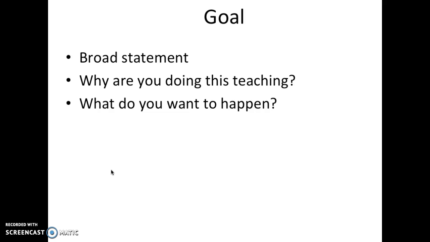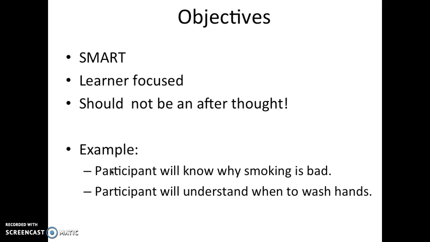My hope isn't just that they can learn how to wash their hands, but bigger than that, I want them to not get sick. I want them to not spread germs, and I want them to not get sick. So the goal is broad, okay? Now, when we start talking about the specifics, like I'm going to teach them how to wash their hands, I'm going to teach them this, I'm going to teach them that, those become objectives, okay?